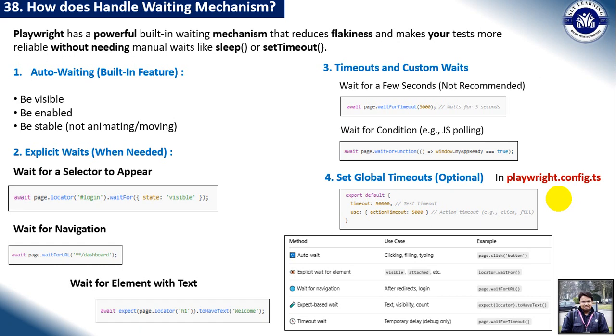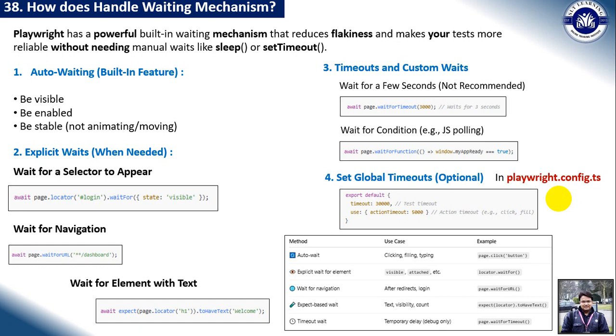Then you can use explicit wait when you require, for example, the element to be in a visible state; we have just seen the explicit wait in one of the questions as well. Wait for navigation: if you want to wait for a URL to load successfully, you can wait for the URL to load. Then to wait for an element to have a text, you can wait for that specific text as well. For timeout and custom wait, you can also use wait for timeout. This is not recommended, as I told you, but you can use it if you require.